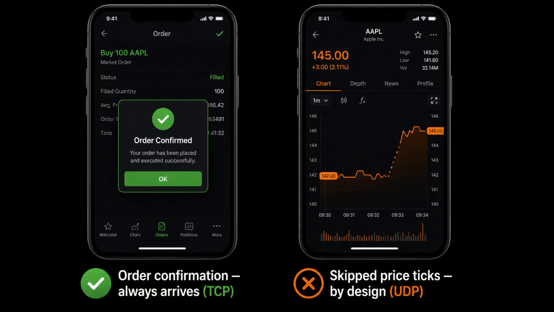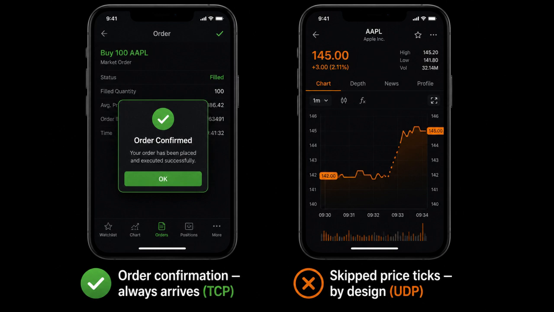Here's a real-world experience that makes this concrete. You've probably noticed that your order confirmation, the notification that your trade actually went through, always eventually arrives, even on a shaky connection. It might take a moment longer than usual, but it gets there. That's TCP doing its job. The system keeps retrying until it has confirmation that your order was received and processed.